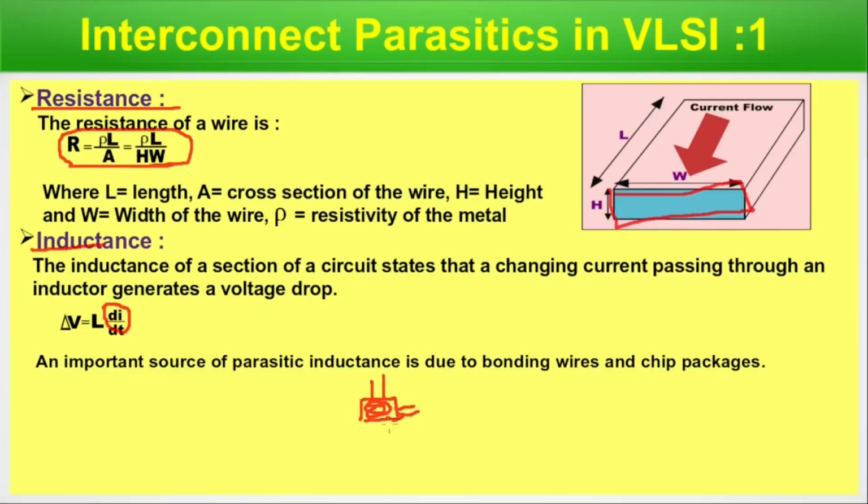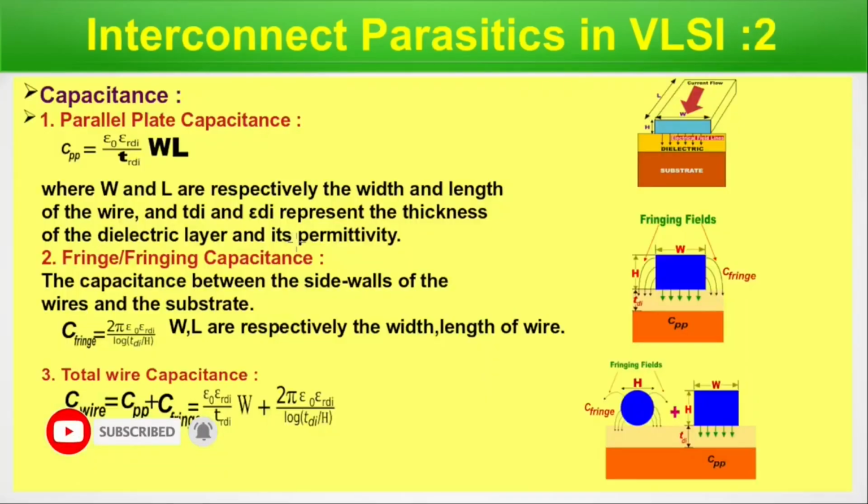So from there, and this connectivity, their inductance value is not very negligible, and in transient and in switching mode, current needs to change. That time, that inductance comes into place. Again, interconnect parasitics. Now capacitive.